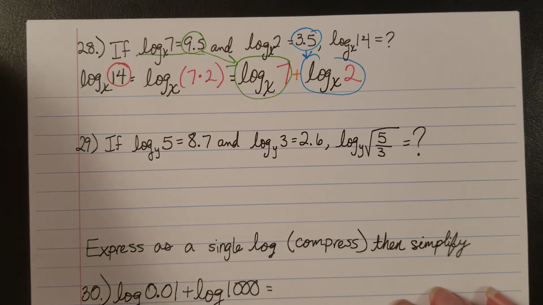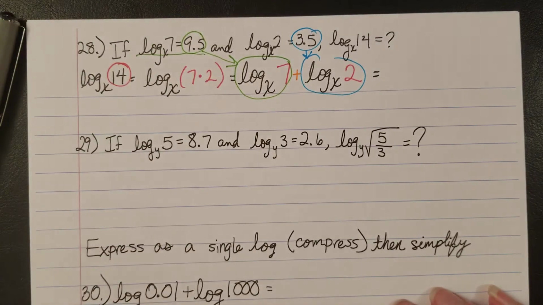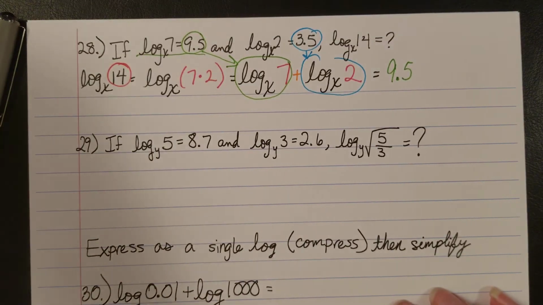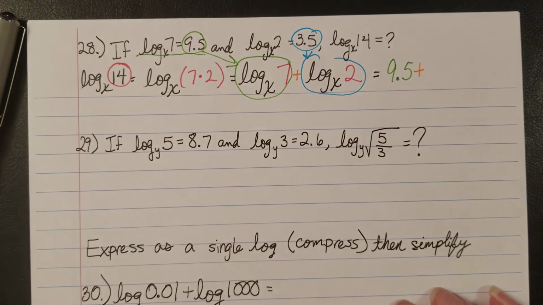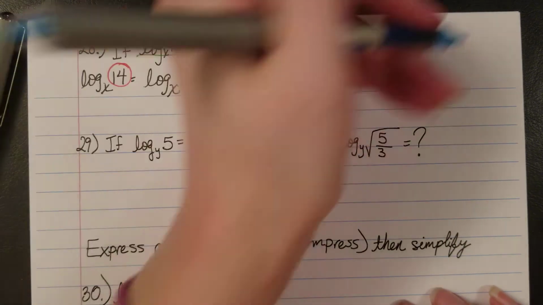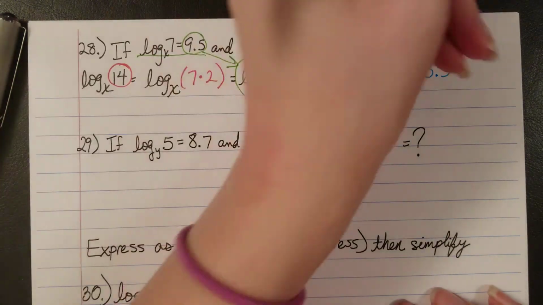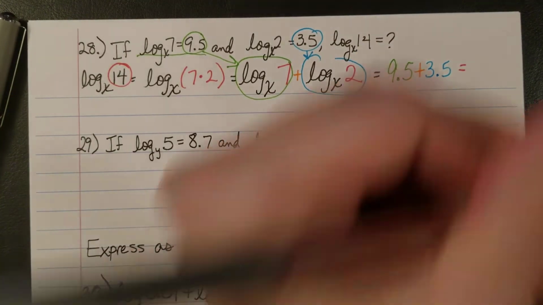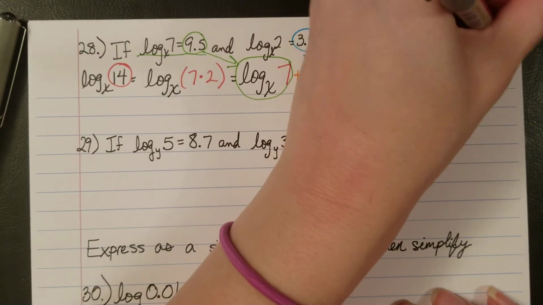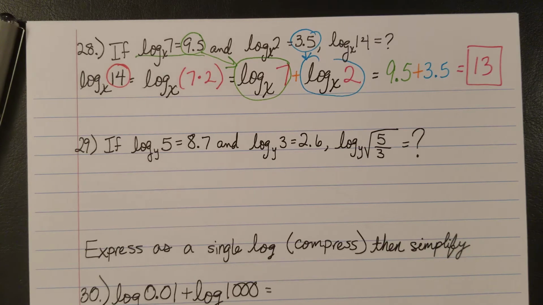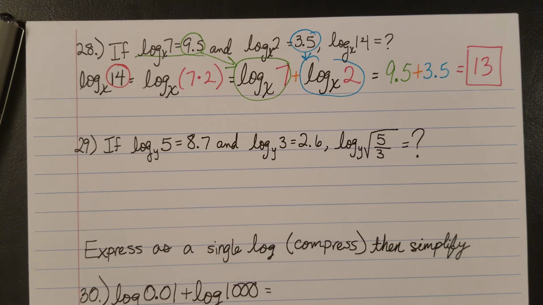Okay, so this would be equal to 9.5 plus 3.5, which equals 13. So 13 is our final answer. Alrighty.